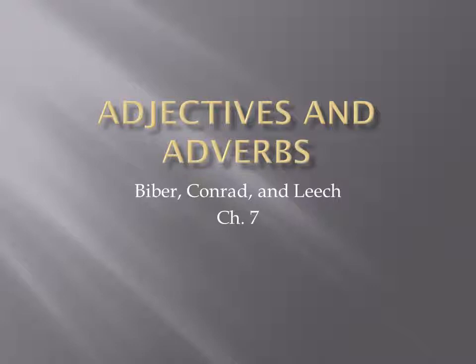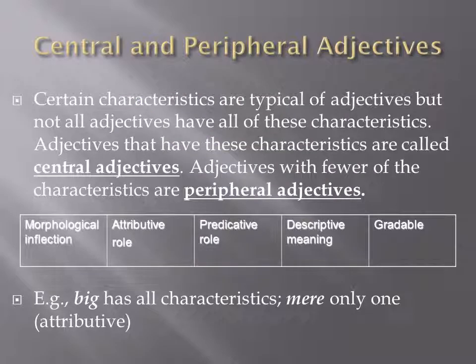Or maybe not. It's chapter 7 in our book. So let's talk first about adjectives. And the way that Biber and his co-authors talk about adjectives is they separate them into the characteristics, whether they can be central or peripheral. And adjectives fall on that sort of continuum based on how many of these they would have.